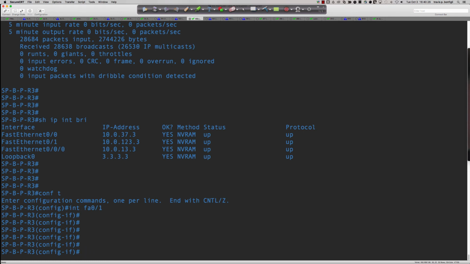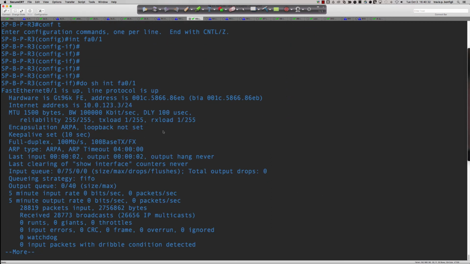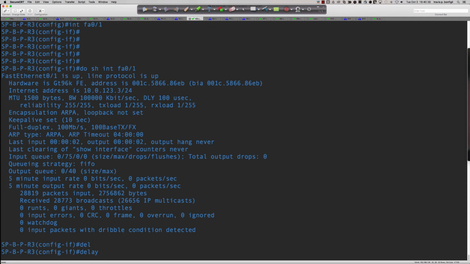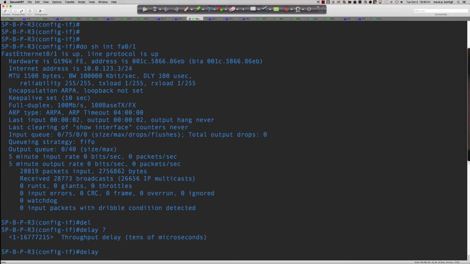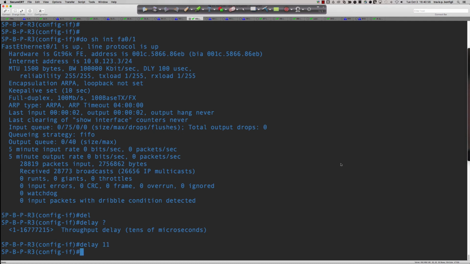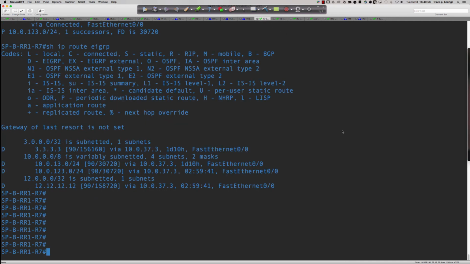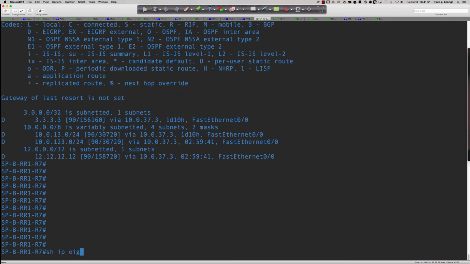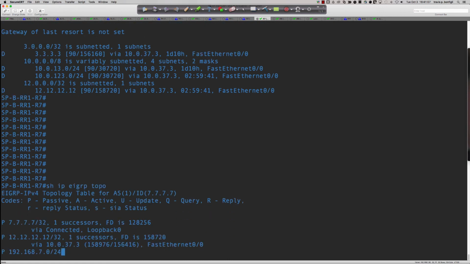If we were to take a look at the delay right now, if I were to do show interface FastEthernet 0/1, the delay is 100. But remember, that is in microseconds. When I manipulate the delay, and we talked about this in class, this is critical, the value that I'm entering is in tens of microseconds. So whatever I enter in here is going to be multiplied by 10. So I'll put 11. So the delay is 11. Now let's come back to router 7. And now let's continue this conversation of show ip eigrp topology. And I don't need to see it for the specific route.